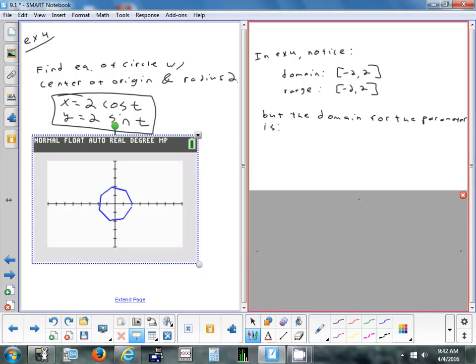All right, so notice on the screen, the picture went from -2 to 2 and -2 to 2. But what did we have to use for the parameter? Let's say, what did we use in degrees to get a full circle? We went 0 to 360. That's very important. If you use radians, it was 0 to 2 pi.